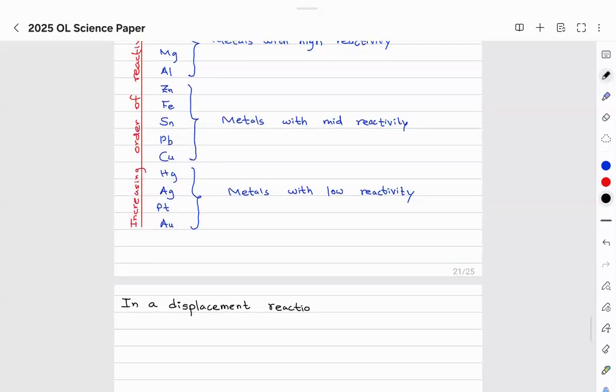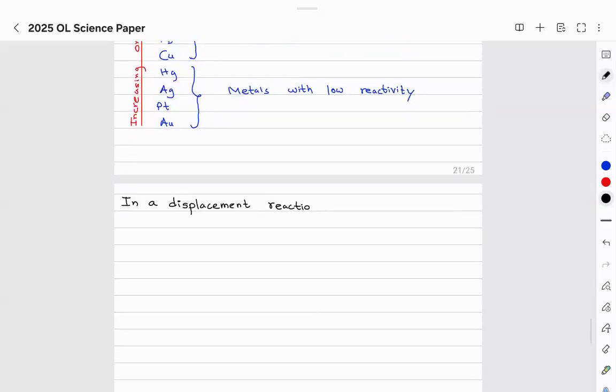Then, in a displacement reaction, a highly reactive metal displaces a low reactive metal from its aqueous solution.